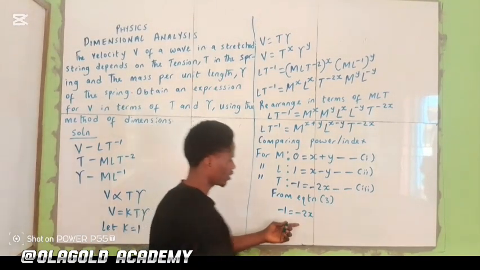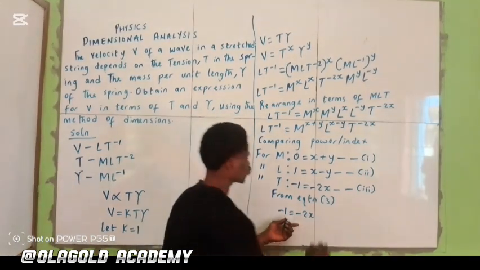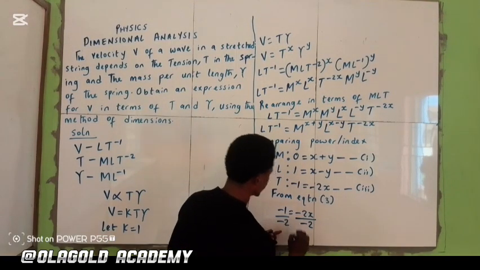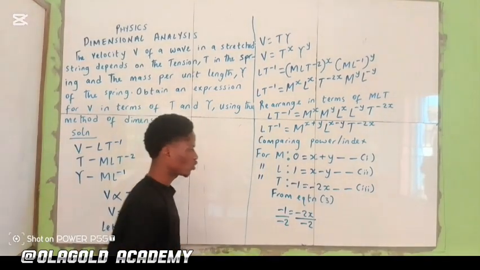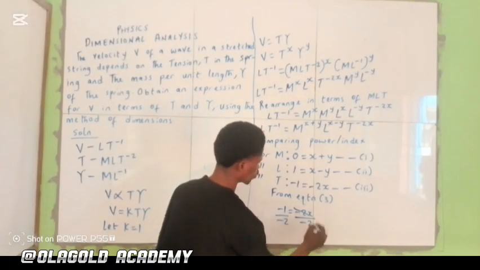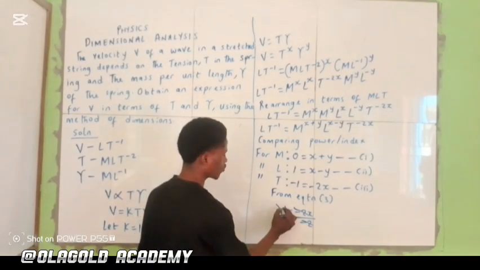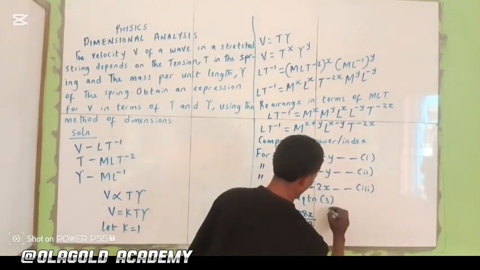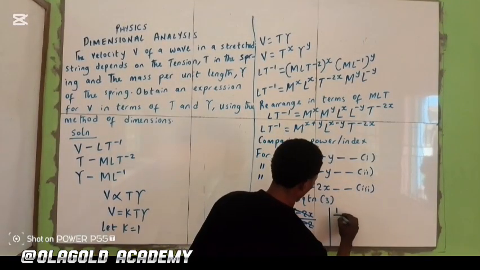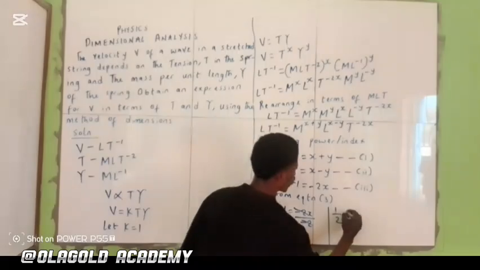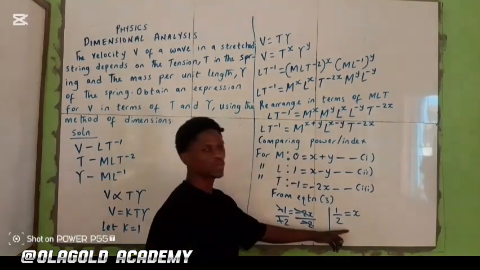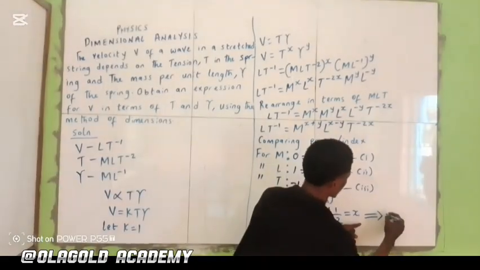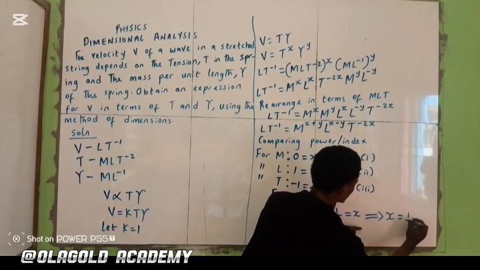What's the next thing here? Divide both sides by minus 2. So here over minus 2, here over minus 2. So minus 2 cancels minus 2. Minus cancels minus. So we're going to have 1 over 2 to be equal to x. This implies that our x is now equal to 1 over 2.